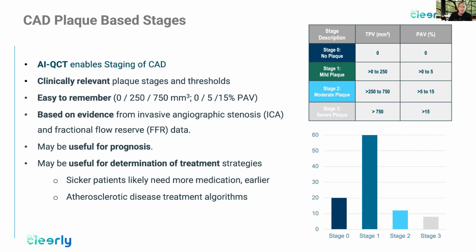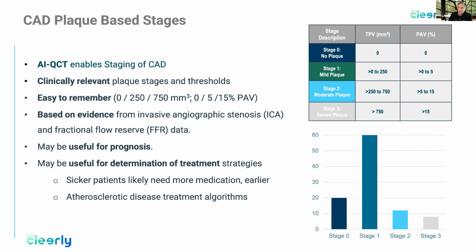The staging system does have some easy to remember thresholds: 0, 250, and 750 when you're looking at absolute plaque quantities, or 0, 5, and 15% if you're using percent atheroma volume. And again, if one is telling you the patient's stage 2 via one, but stage 1 via the other number, then I would select the higher of those two.